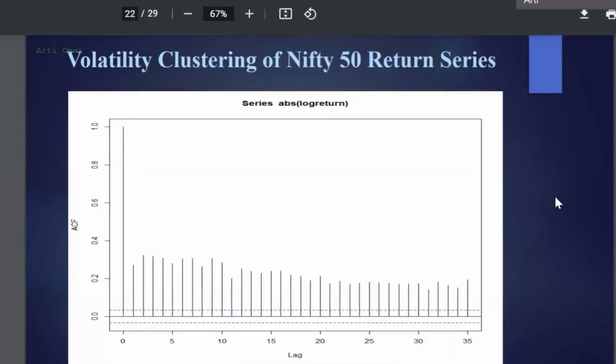Now, how do you test the volatility clustering? That is again a good thing to understand. If you want to see the volatility clustering in the return series, take the absolute value of the return series and take the autocorrelation function. In our model, I will tell you how to do it. So take the absolute value of the return and plot the serial correlation graph. It's a very simple thing. If you find such a graph where the bars are going beyond the 95% confidence interval, that says there is high volatility clustering.